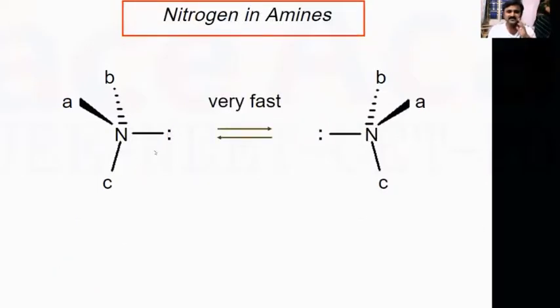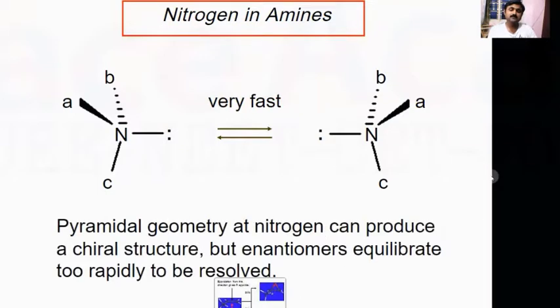Nitrogen: around nitrogen we have 3 different groups and 1 lone pair in a tetrahedral manner. Very fast inversion takes place. Pyramidal geometry at nitrogen can produce a chiral center, but enantiomers equilibrate too rapidly to be resolved.